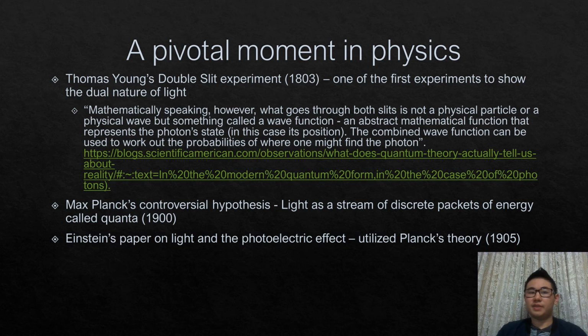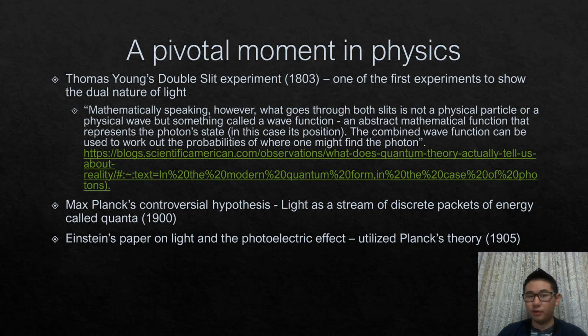So a pivotal moment in physics came when we were thinking about what light actually is. And this started from Thomas Young's double slit experiment in 1803, which is very famous now. It's one of the first experiments that showed the dual nature of light. And the idea was that when firing a single particle of light through two slits, classically, we would think of it as going through either one or the other, but it was able to produce an interference pattern, which is strange because it's like the particle was interfering with itself.